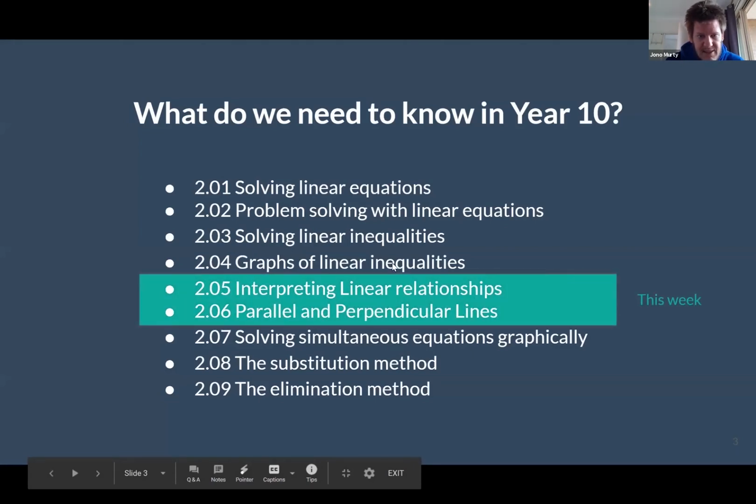This week, as I said, we'll be looking at interpreting linear relationships and parallel and perpendicular lines.